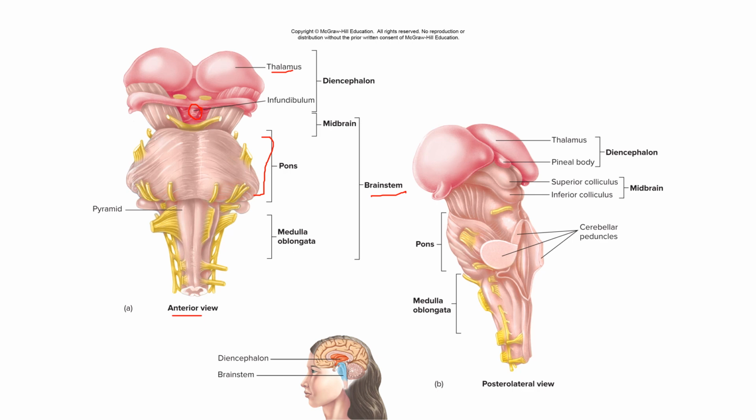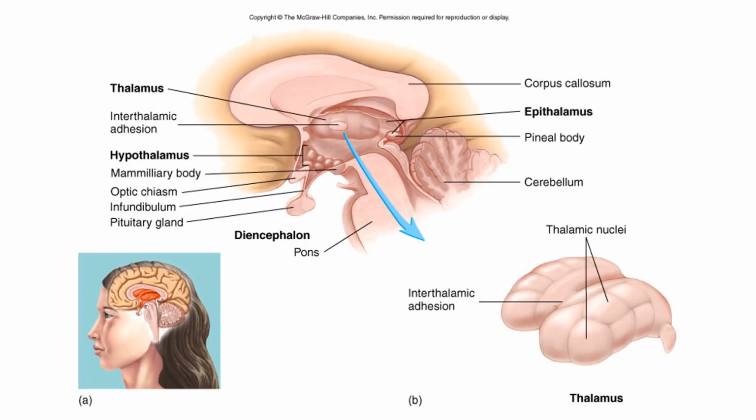And then for the posterolateral view, it looks like this: thalamus, the pineal body. Posterolateral means toward the back. So at the back, you will see there the pineal body. You will see the colliculus, the superior and inferior colliculus. And then you have the cerebral peduncles at the back of your pons. And then you have here your thalamus, and then your interthalamic adhesion. So when you cut the brain in the middle, this is what you will see.